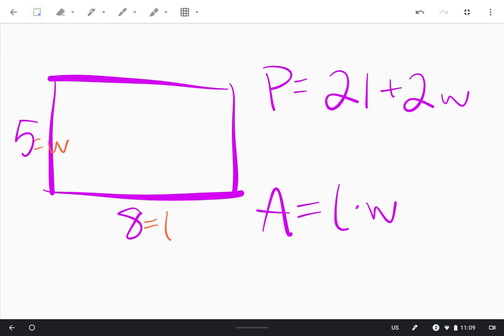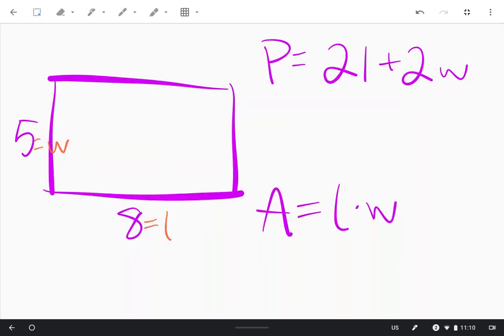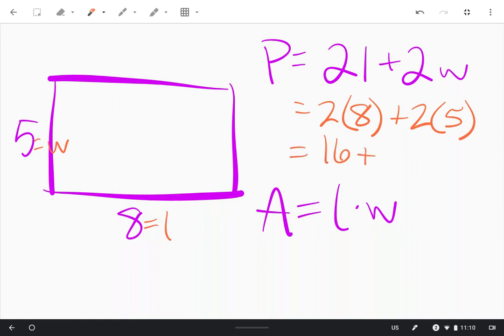The perimeter formula for rectangles is 2L plus 2W. So we'll do 2 times 8 plus 2 times 5. 2 times 8 is 16, 2 times 5 is 10, and so we get 26, and again, we'll call these meters. So that's the perimeter.